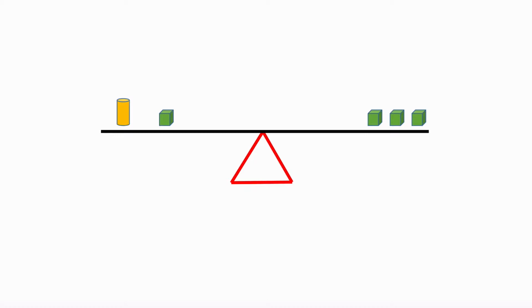Again, if I want to remove one cube from the right-hand side and keep the scale balanced, I also need to remove one cube from the left-hand side, and the scale remains balanced. This concept is the key idea for solving equations. Whatever you do on one side, you must do on the other side to keep the balance.